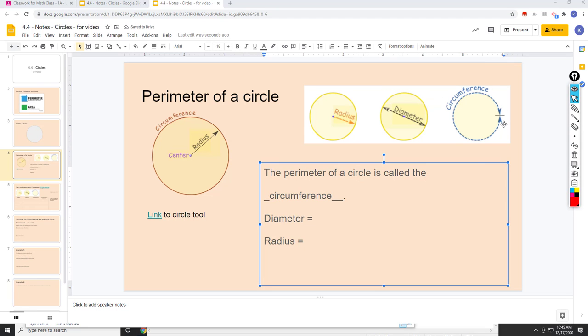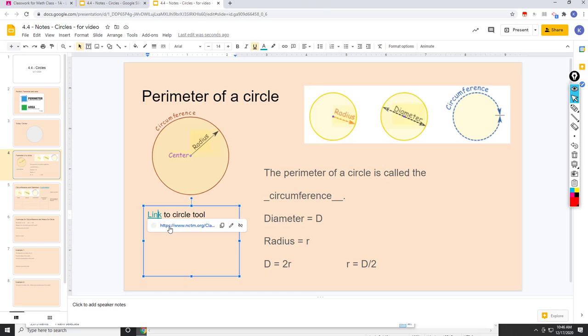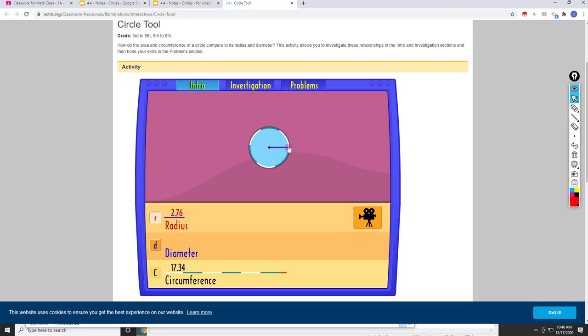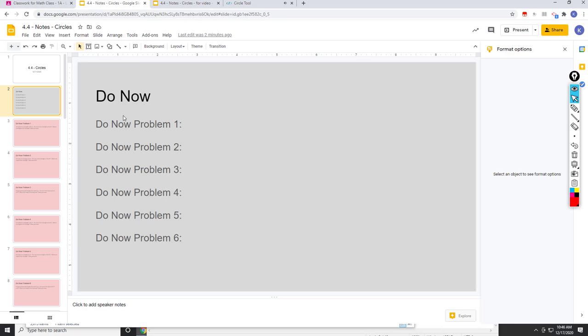So there's the circumference. The diameter is the longest line you can draw between 2 points. The radius is half of the diameter. So diameter is d, the radius is r, and we know diameter is 2 times the radius, or the radius is diameter divided by 2. So, for example, if we change the radius, we'll change the circumference.